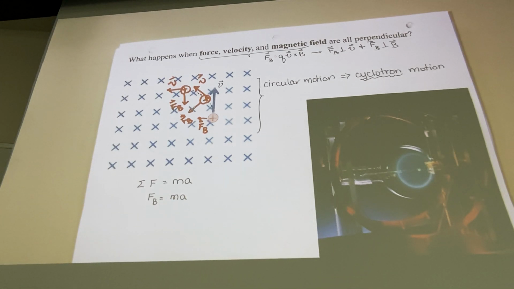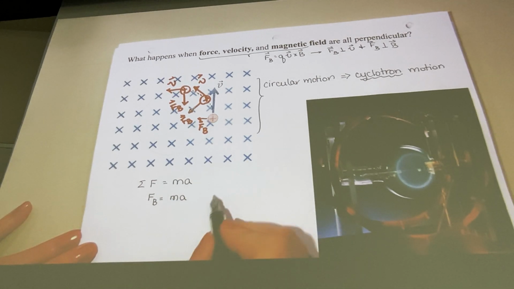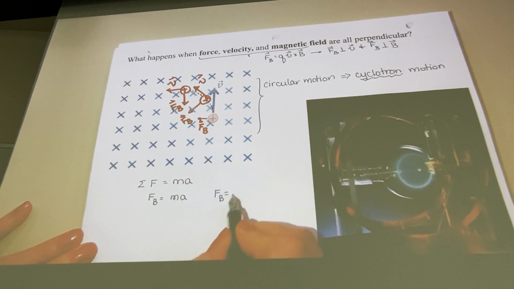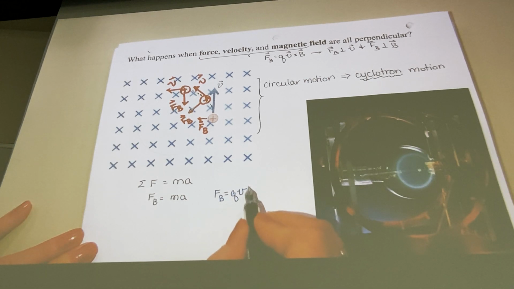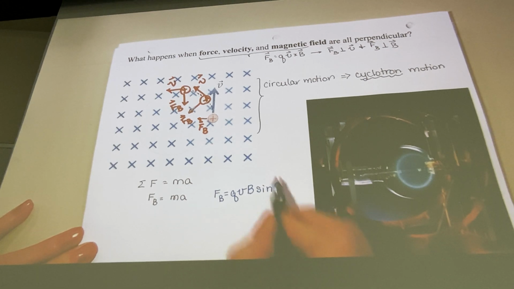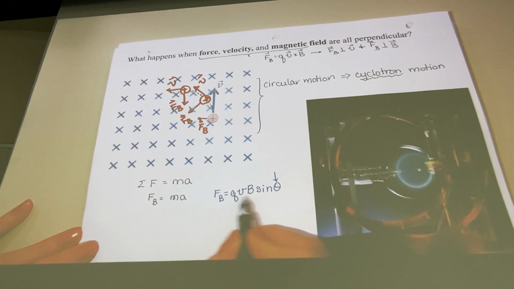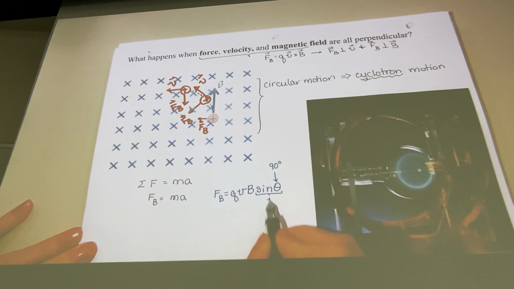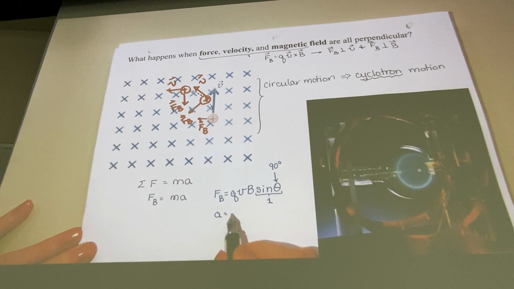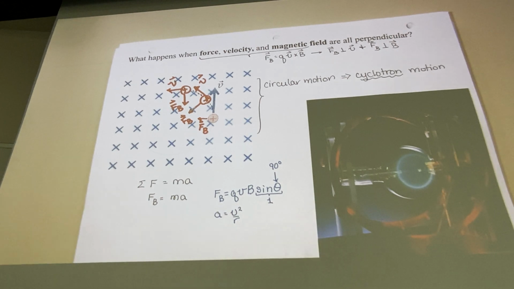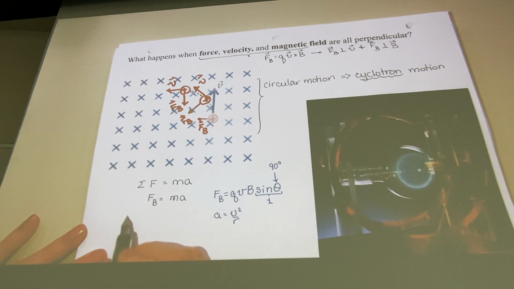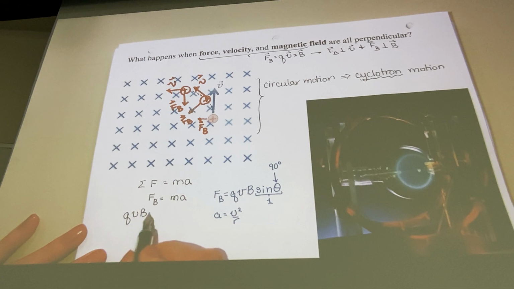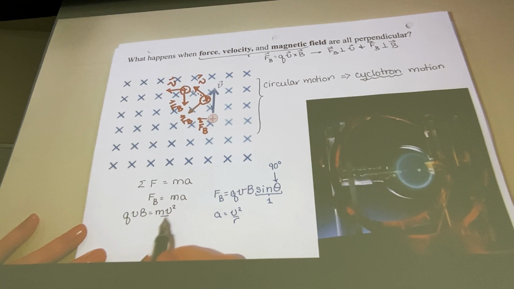Our magnetic force, FB, is the magnitude of the charge times the magnitude of the velocity times the magnitude of the field times the sine of the angle between them. That's the angle between v and B. That's 90 degrees, and sine of 90 is equal to 1. And then acceleration is v squared over r. So we'll put those things in our equation. qvB equals m times v squared over r.